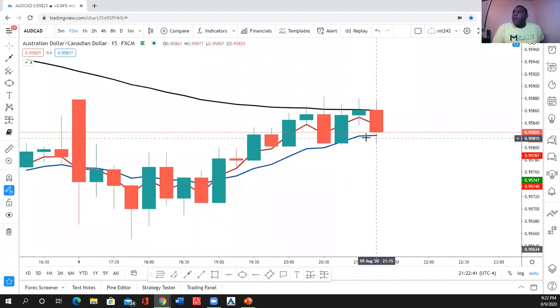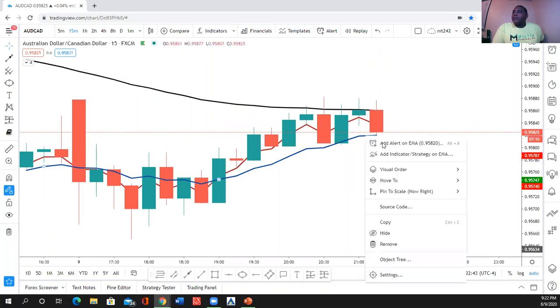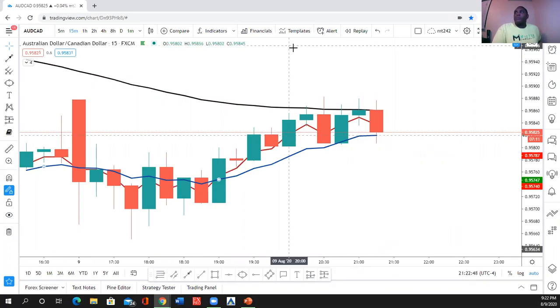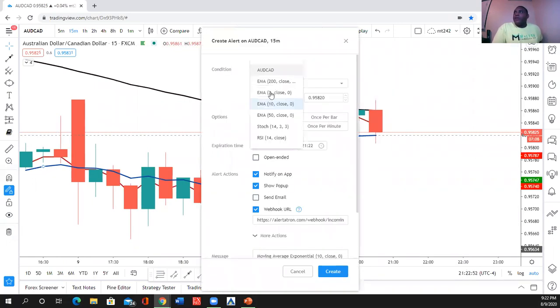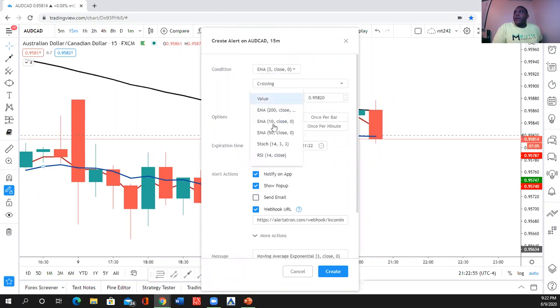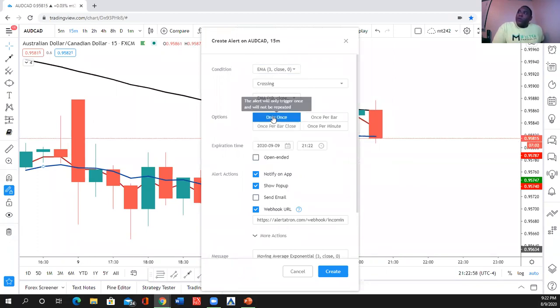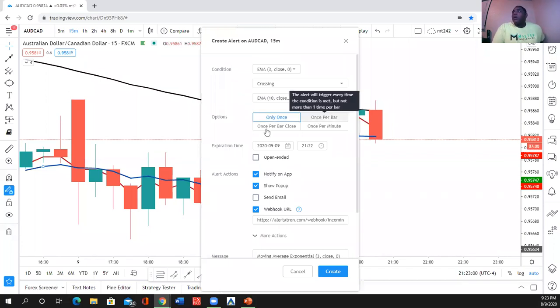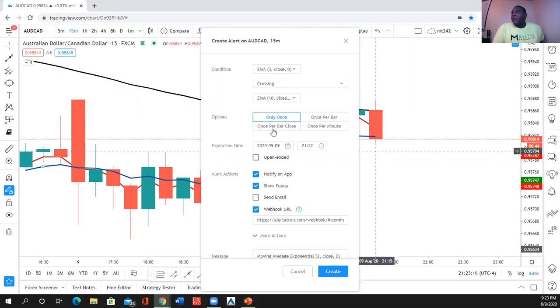as a cross. So what I'm saying is, when I add an alert, I just right click on any one of the EMAs, add alert on EMA, and I change it. I want an EMA 3 whenever it's crossing EMA 10. I can do it for only once, or once per bar close. So the alert will trigger every time the condition is met at bar close. So in 6 minutes and 45 seconds, if this actually crosses, that's when the alert will come out. If it doesn't, then it won't happen.